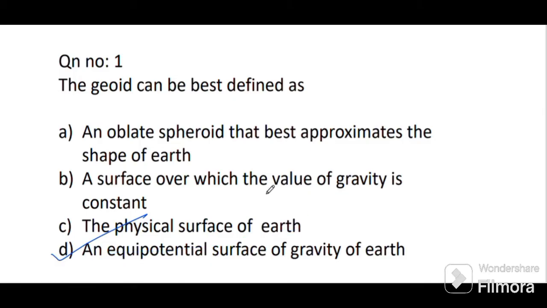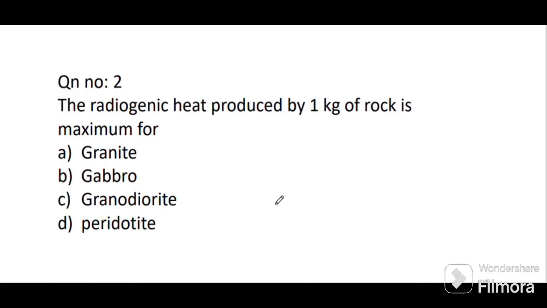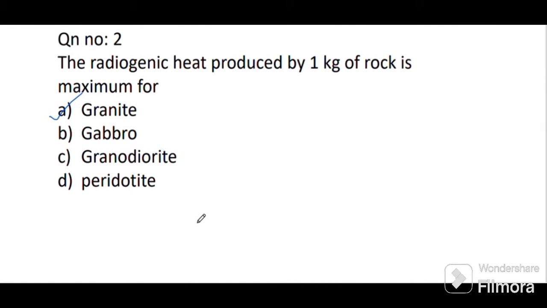Moving on, the second question is, the radiogenic heat produced by 1 kg of rock is maximum. So the answer is granite. Granite is known to produce the highest amount of radiogenic heat, which might be because of the presence of radioactive elements in it. So the answer is A, granite.